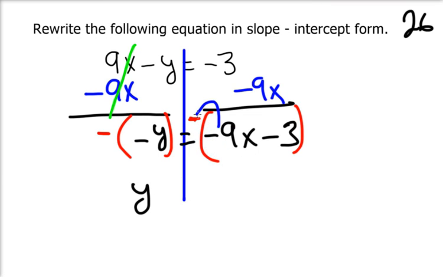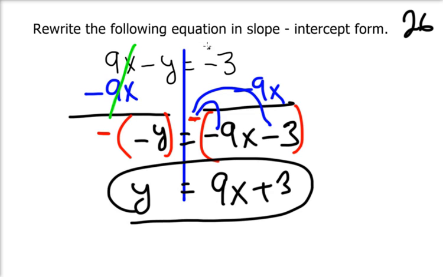And these terms as well. The opposite of a negative is a positive 9x. The opposite of a -3 is a positive 3. Okay? So now we have solved for y, and we have this in slope-intercept form. This is your slope, and this is your y-intercept. Okay, this is number 26.